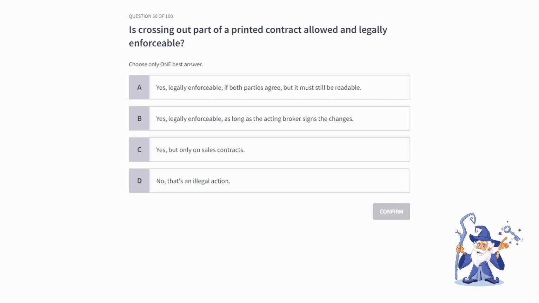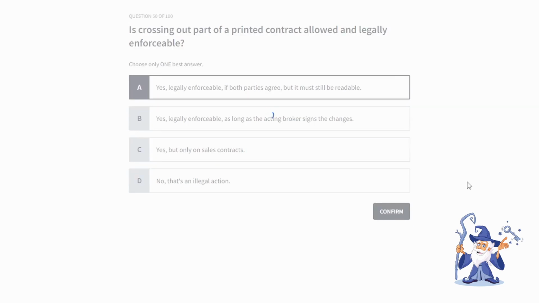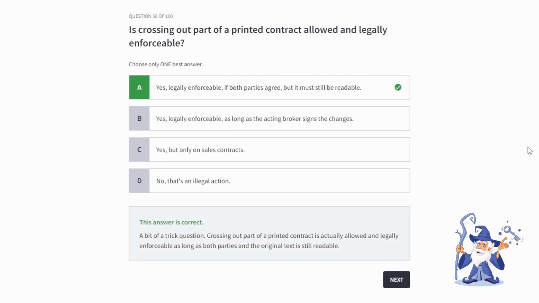Okay, so what is the correct answer for this one? It's a bit of a trick question. The correct answer for this one's going to be A. Yes, it is legally enforceable if both parties agree, but it must be readable. So again, tricky question. Crossing out part of a printed contract is actually allowed and legally enforceable as long as both parties agree and the original text is still readable.